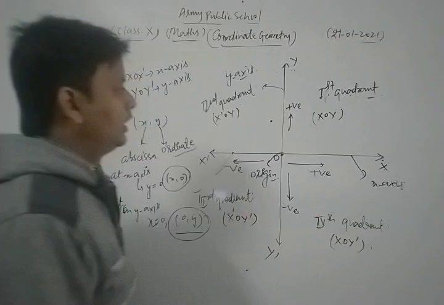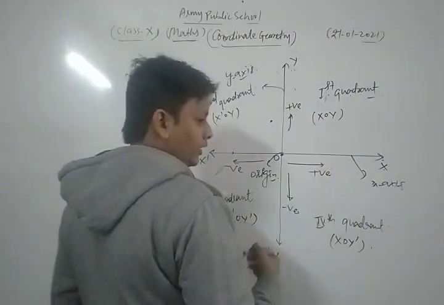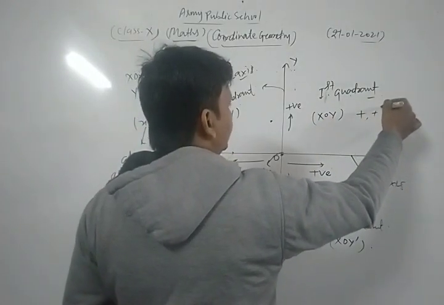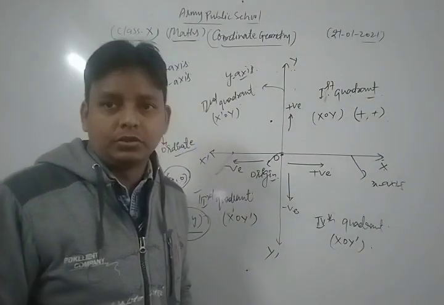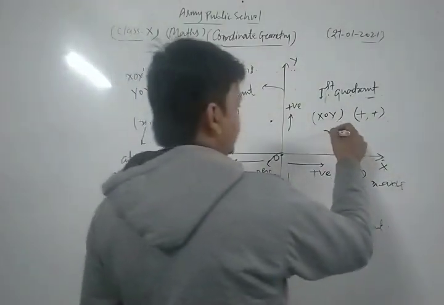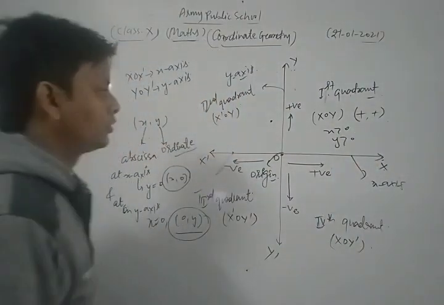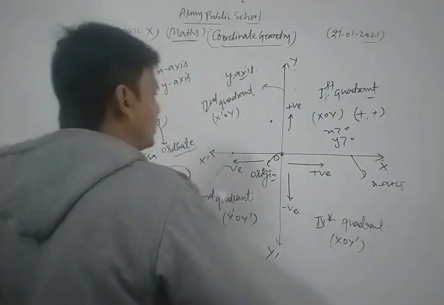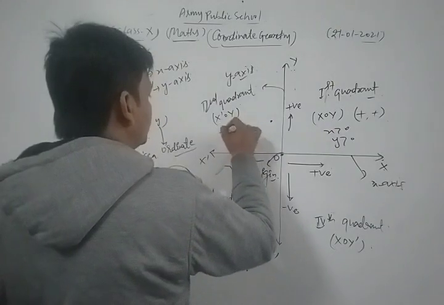Dear students, in the first quadrant, this is the positive direction of the x-axis and this is the positive direction of the y-axis. So in the first quadrant, both abscissa and ordinate are positive, meaning x is greater than 0 and y is also greater than 0. Likewise, in the second quadrant, the abscissa is negative but the ordinate is positive.